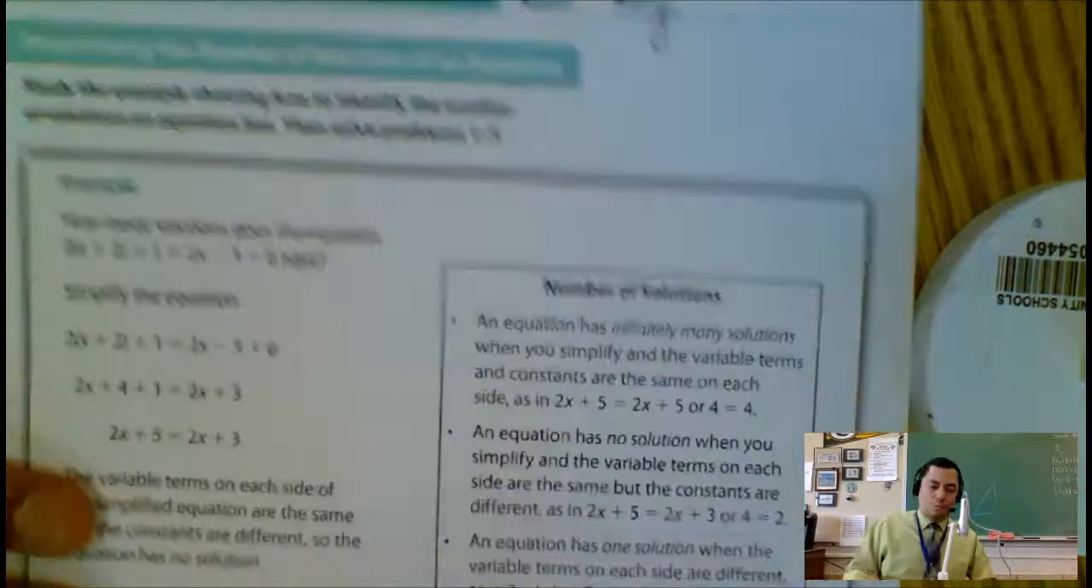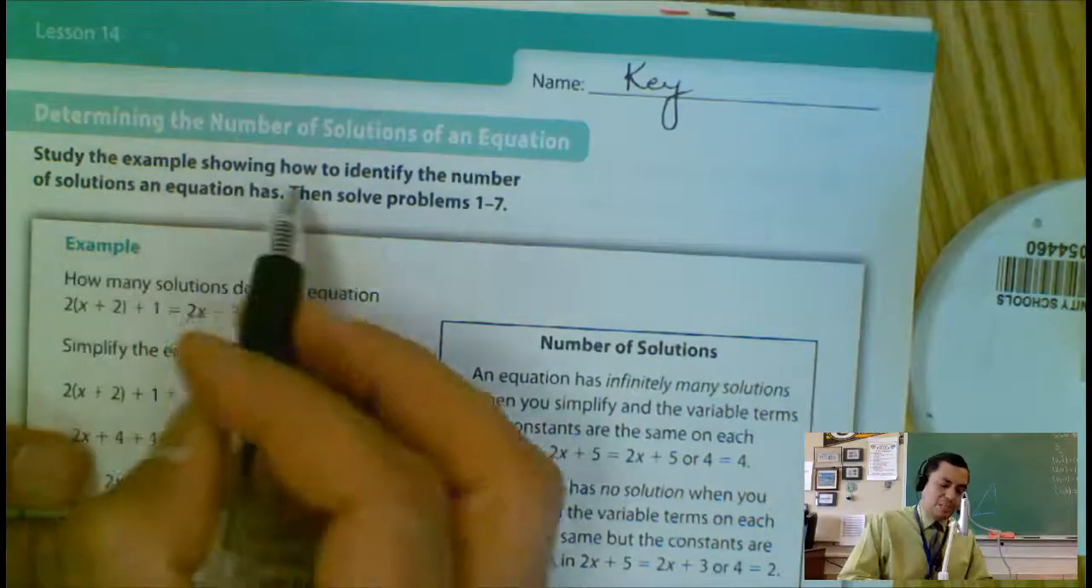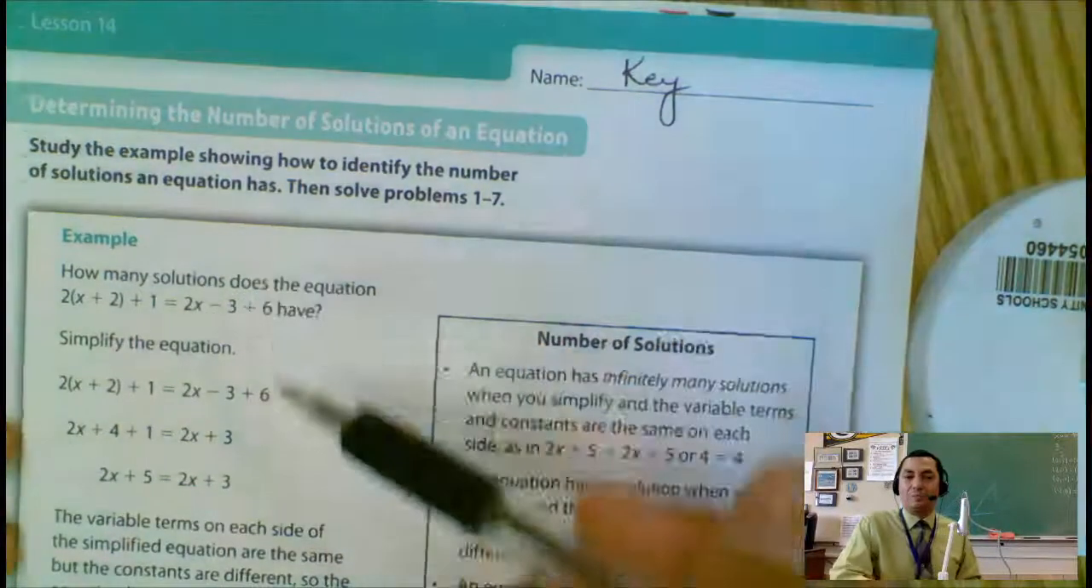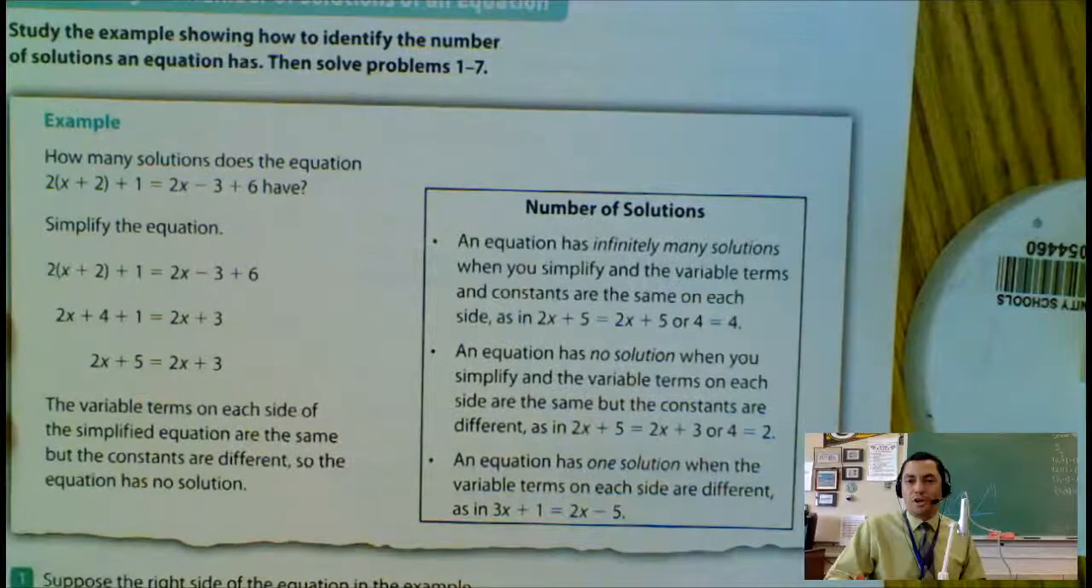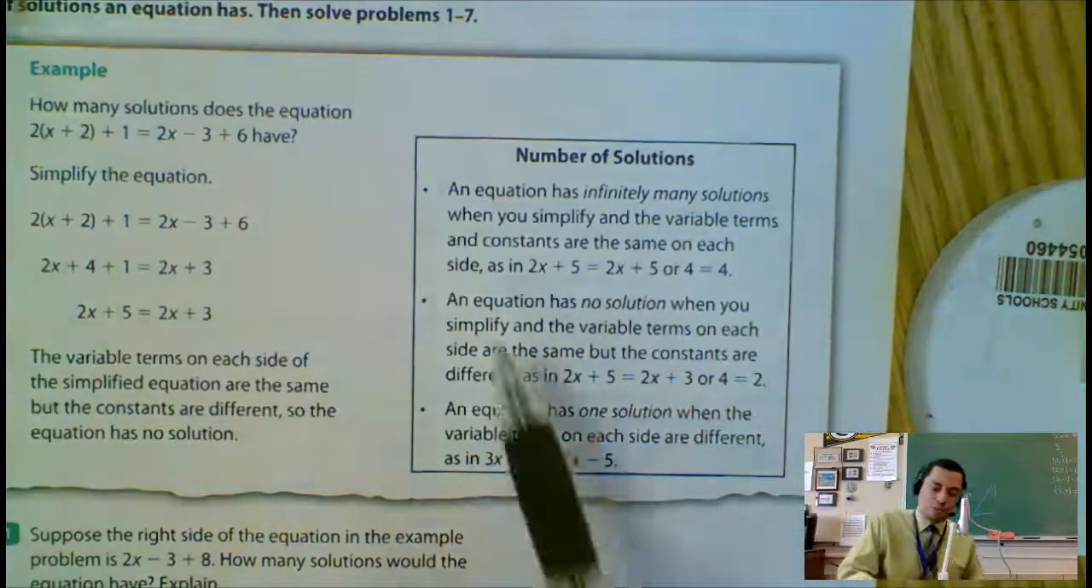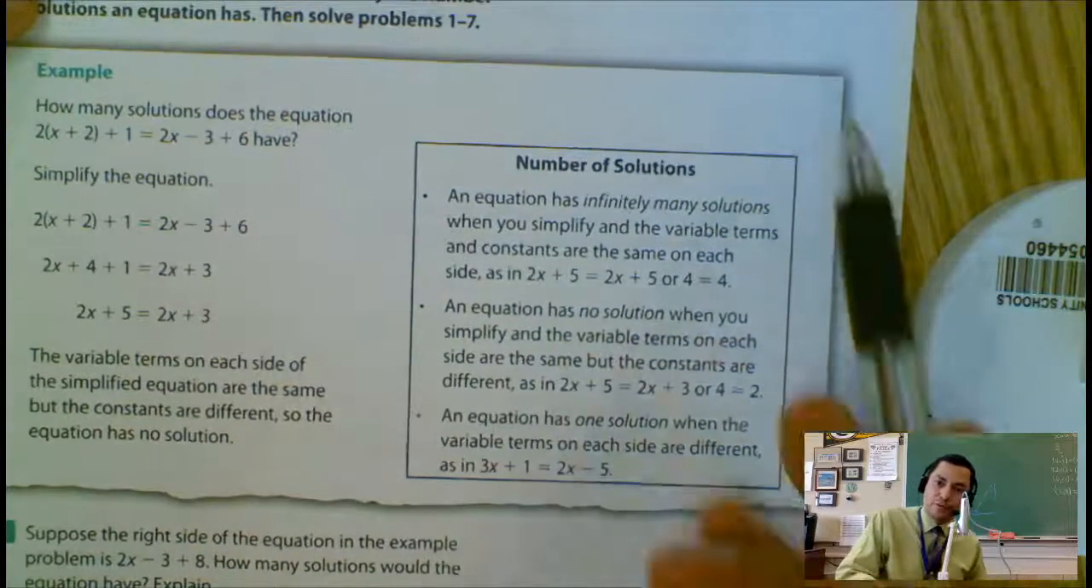Still the same homework. Lesson 14. Study the example showing how to identify the number of solutions an equation has. Remember that we were talking about infinitely many solutions, no solutions, and one solution. If you follow this reading, you're going to understand.